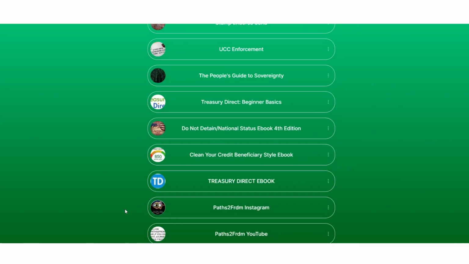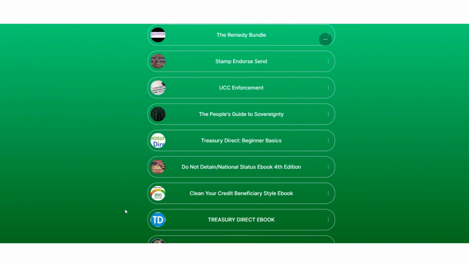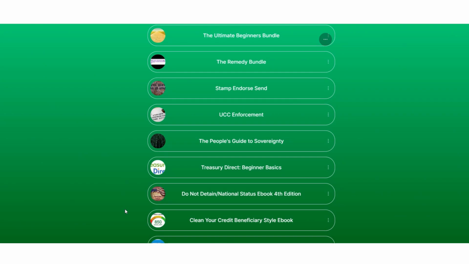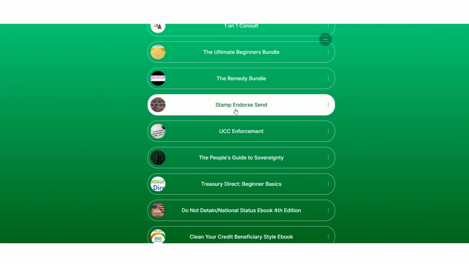So she got a lot of stuff too as well. But however, some of this stuff I don't agree with because stamp endorse, right? To send when you stamp the financial instrument, right? For the account. Now the thing is, I feel like this is going along to get along.